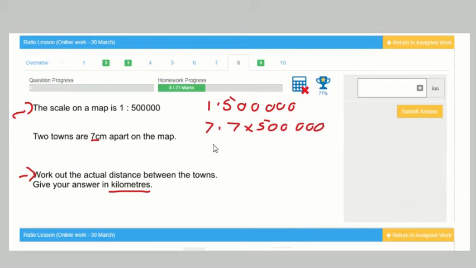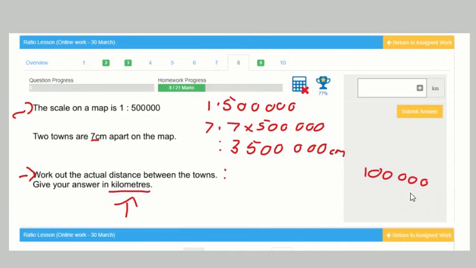And again, we can use our calculator here, but I can do it. It's 3,500,000 centimetres. Remember, it's centimetres. So we have to convert that back into kilometres. So remember, there's 100 centimetres in a metre, and then 1,000 metres in a kilometre. So there are 100,000 centimetres in a kilometre, which means that 3,500,000 centimetres is 35 kilometres. And that's the answer they were looking for on that one.